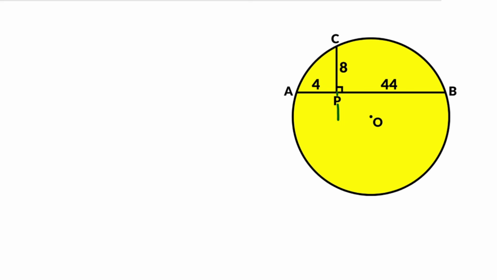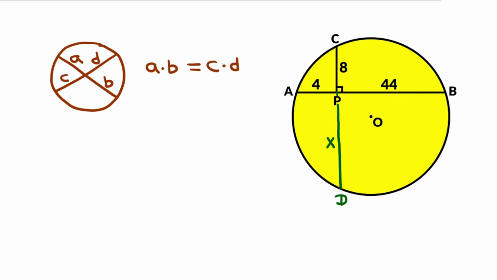Extend segment CP downward until it meets the circle again at point D. This creates a complete chord, CD. Let's call the unknown segment PD x. Now we can apply the intersecting chords theorem.